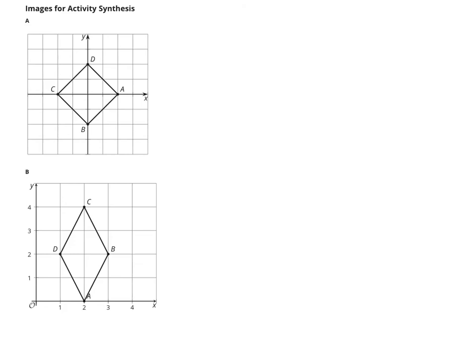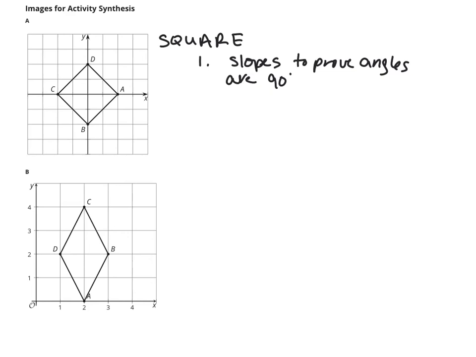All right, let's do one more activity before we call it a day. Looking at these from the warm-up, we're going to just look at what shape they are and how we know. This first one is a square. How could we prove it's a square? First of all, we could do slopes to prove angles are 90 degrees. And then we can do segment lengths to prove segments are all equal.